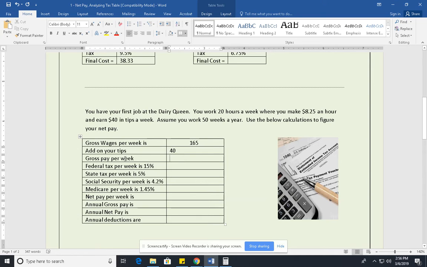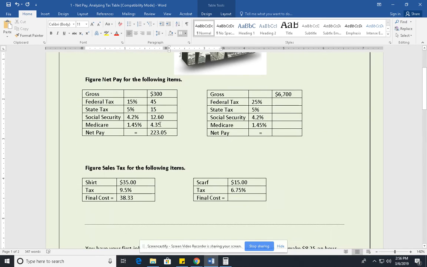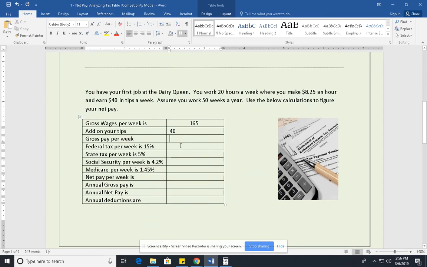And then once you have your gross pay, that's all your money before your taxes, then you're going to start calculating every tax. And that is the same process as we did here, right? So you just take whatever you get here times each one of these, and then you subtract them all to get your net pay.